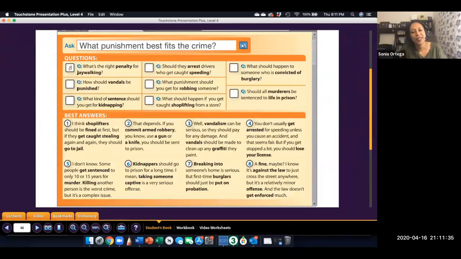Hi, this is the answer key and listening for level 4, unit 5, lesson B.